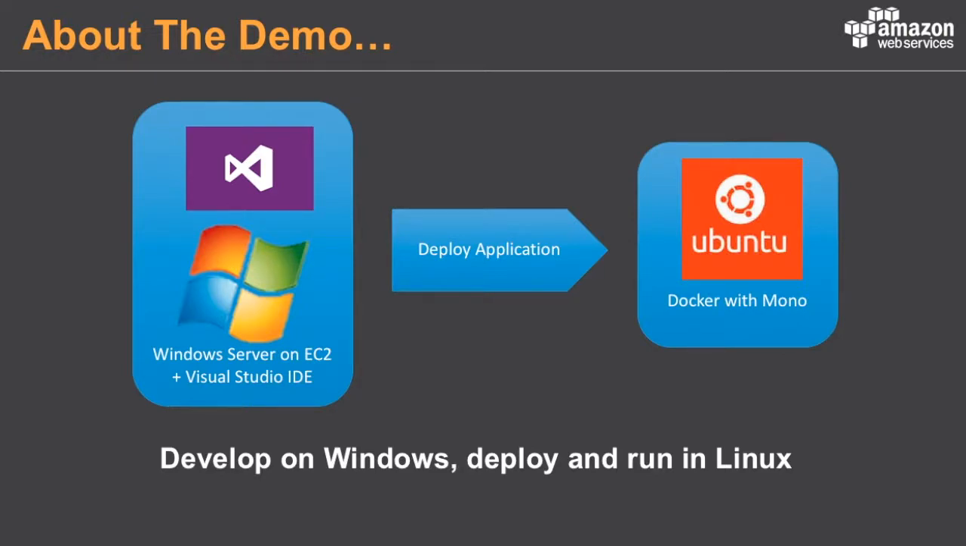So what would that look like? Well, before we show the demo, there are going to be two virtual machines that we're going to spin up. We're going to have a Windows server running on EC2 on Amazon with Visual Studio, as well as Docker extensions for Visual Studio, Docker tools. And then we're going to build the application just like we did in the previous demo, except we're going to do it from Visual Studio, same application framework. And then we're going to push a button and deploy it into a Docker container running Mono on Ubuntu.